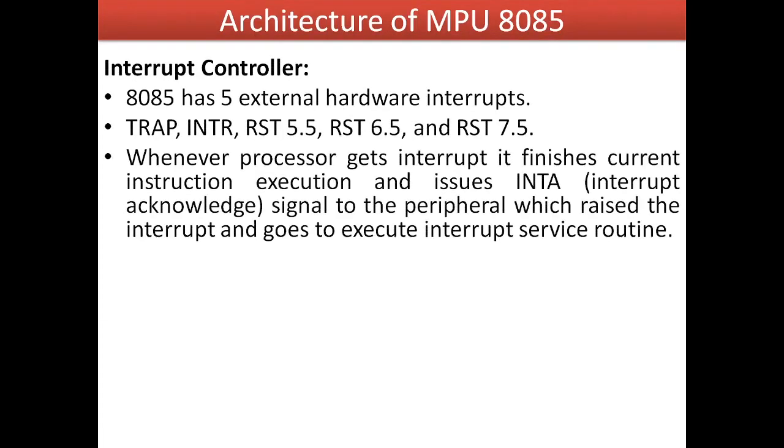Now there are interrupt controllers, and 8085 has 5 external hardware interrupts, namely TRAP, INTR, RST 5.5, RST 6.5 and RST 7.5. Among these, TRAP has the highest priority and the lowest priority is INTR. These can be used to temporarily interrupt the microprocessor to perform certain work. We will discuss that when we take up the interrupts for 8085.